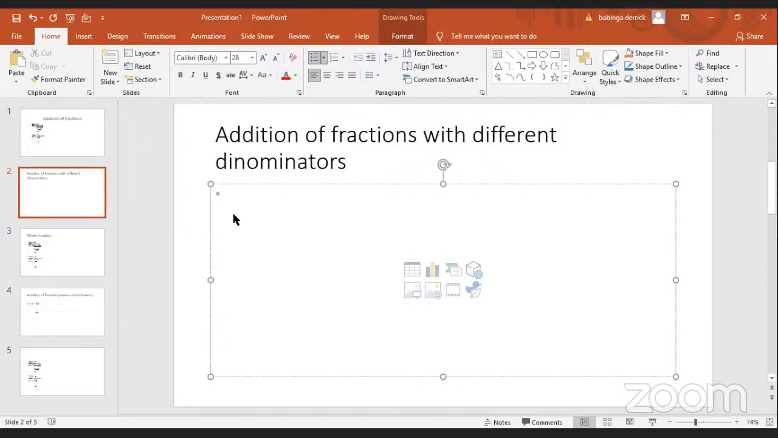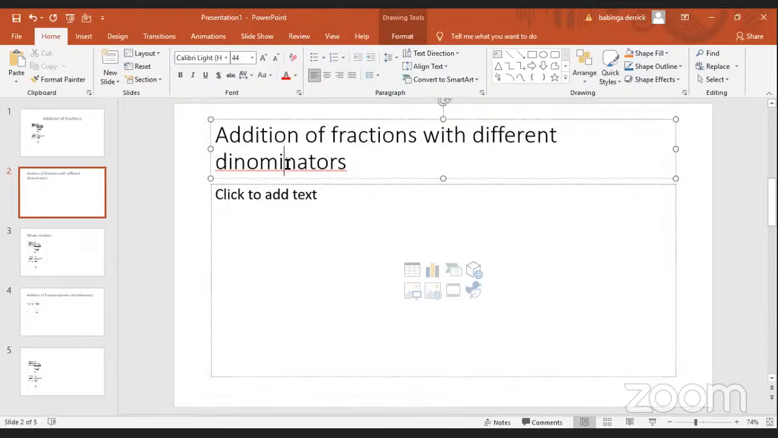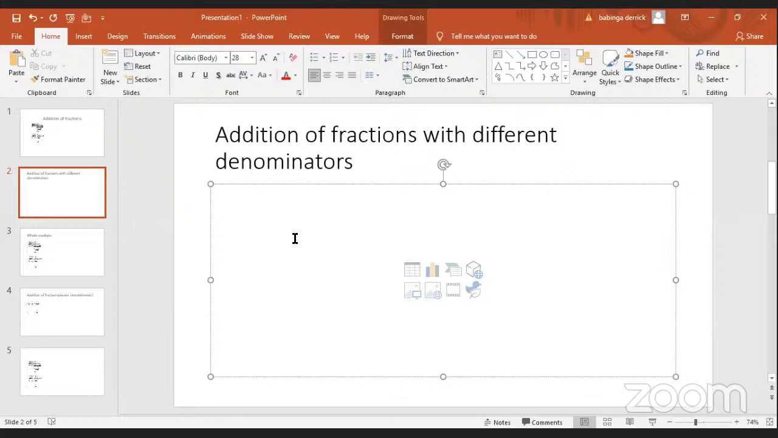Gabriela, can you tell the meaning of different? It means things which are not similar. Speak a little bit loud and share with us about it. The word different means things which are not similar. Wow. Thank you so much. It means things that are not similar.